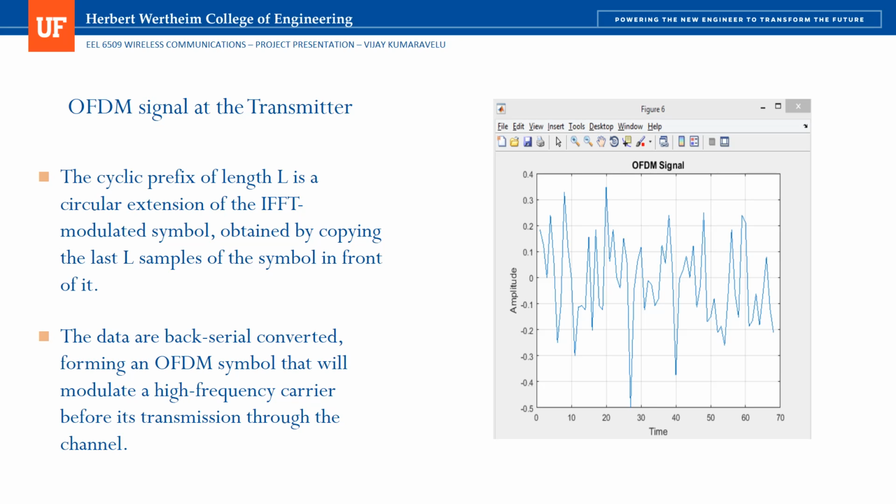So the OFDM signal that's transmitted out of the transmitter is produced after the cyclic prefix is appended to the data stream. This data is then converted back to serial, forming an OFDM symbol. But this symbol cannot be directly transmitted over a channel. Therefore, this symbol will then modulate a high frequency carrier before its transmission through the channel.